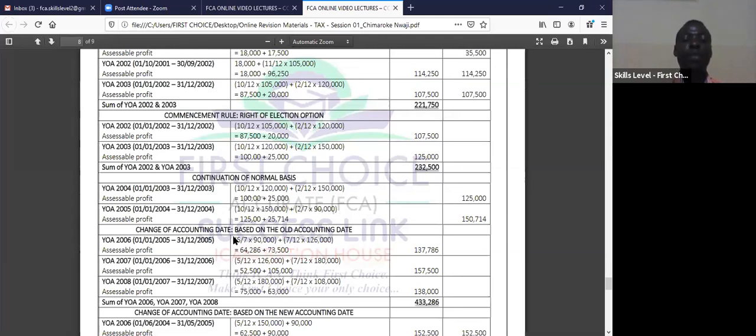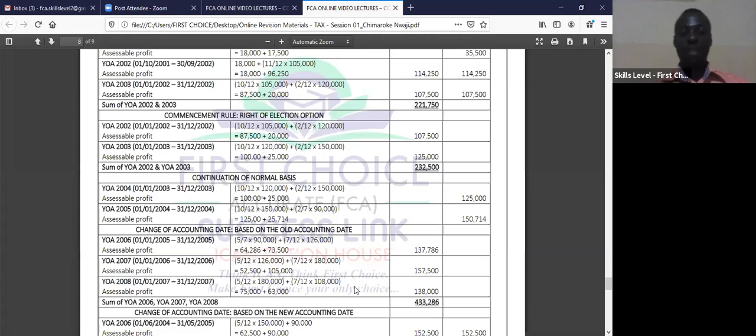Now, when it gets to accounting date, check the year that you experience a change. The year of assessment, not the basis period. The year of assessment that the basis period does not correspond, that is the first relevant year. So the first relevant year is 26, then you will check 2 more years, 27 and 28. So you will do based on the old accounting date that you have been continuing before.